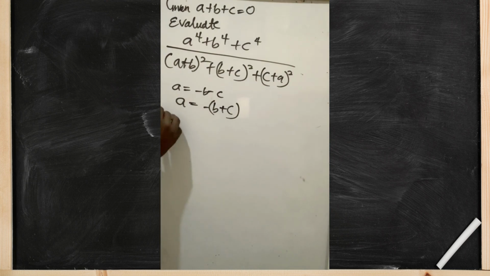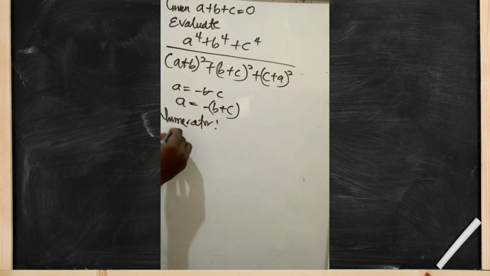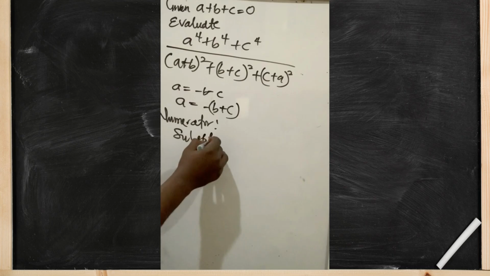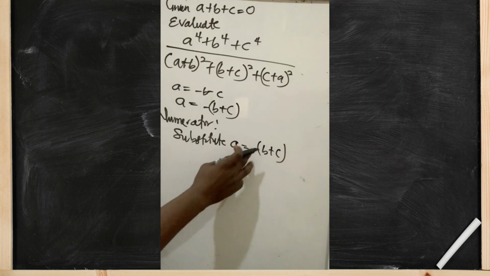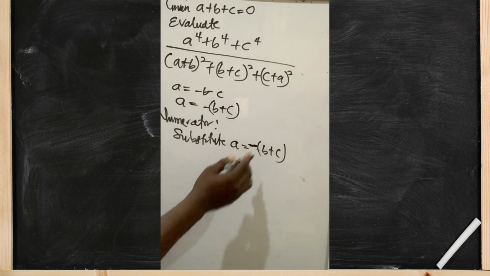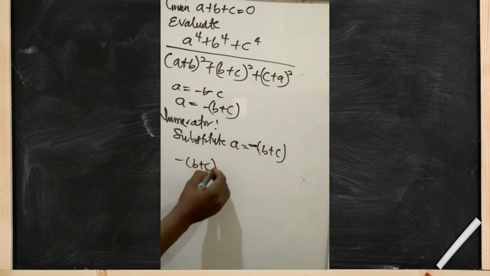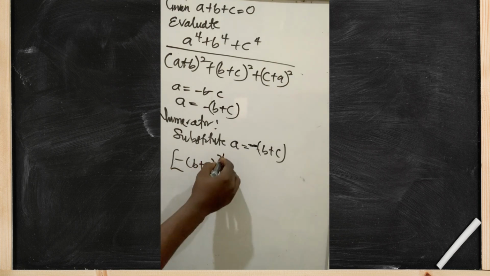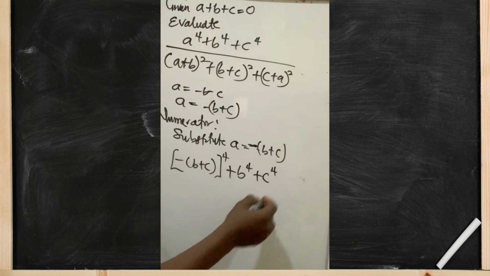Now, in terms of the numerator, we need to substitute A equals minus (B plus C) into the numerator first. Then when we are done with that, we substitute the same into the denominator. So if we are doing this to the numerator, it means anywhere we're having A, which can be replaced by this, we're having it to be this, raised to power 4 plus B raised to power 4 plus C raised to power 4.